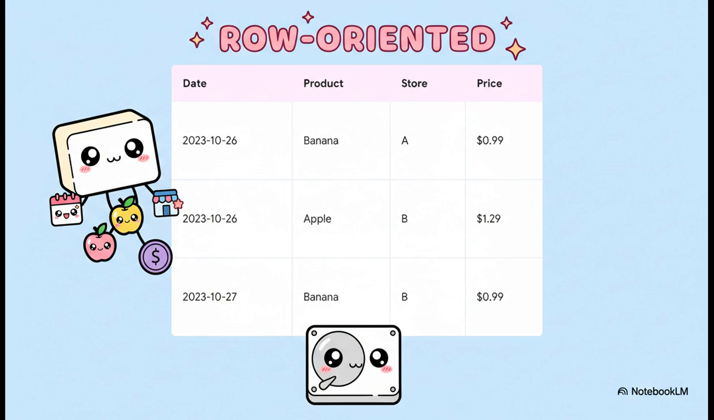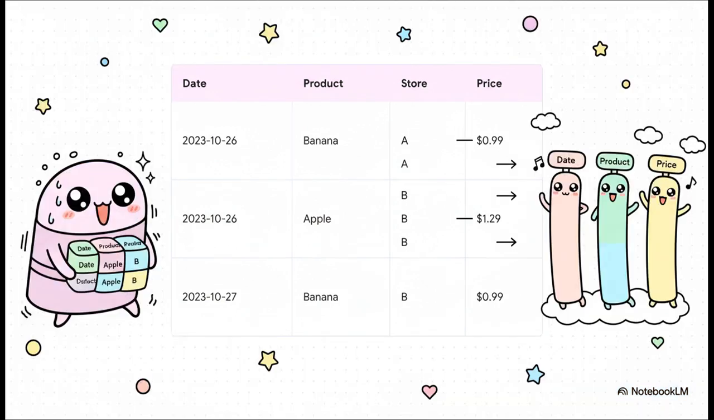So traditionally, databases are row-oriented. This means all the data for a single sale, the date, the product, the store, and the price, is all stored together in one chunk. This is great when you need to pull up everything about that one specific sale. But for analytics, man, that is just terrible. If your query only cares about the price column, a row-oriented system still has to load all the other columns for every single row, which is a massive waste of time and effort.